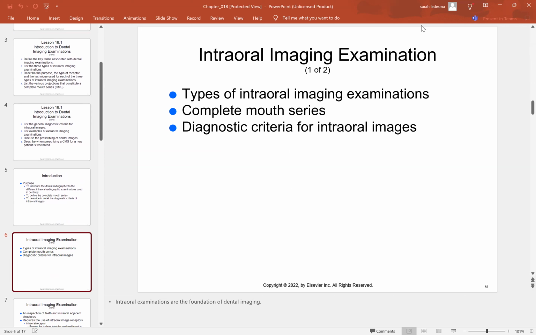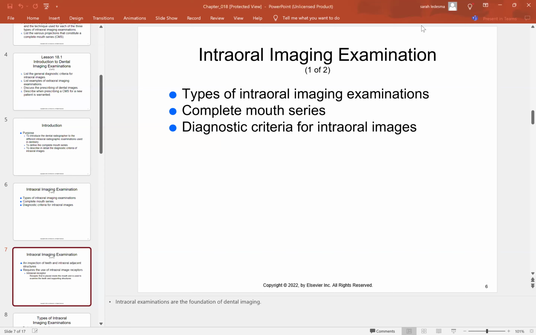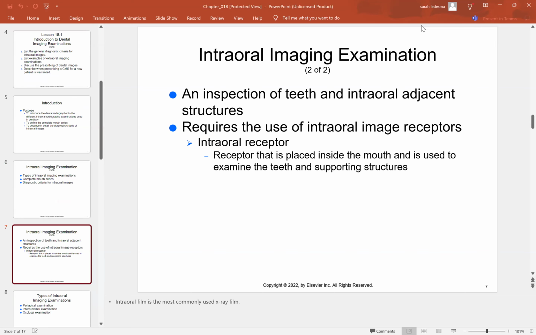Intraoral imaging examination. Types of intraoral imaging examinations. We'll talk about complete mouth series and diagnostic criteria for intraoral images. An intraoral imaging examination is an inspection of teeth and intraoral adjacent structures, and requires the use of intraoral image receptors. An intraoral receptor is a receptor that is placed inside the mouth and used to examine the teeth and supporting structures.